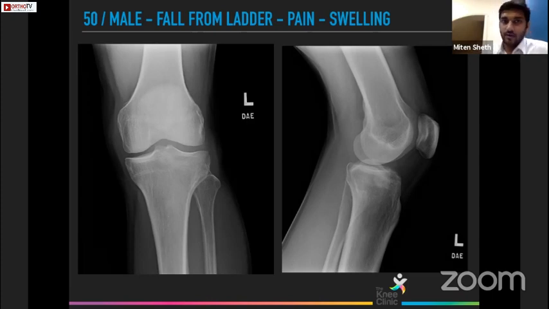So if there's a 50-year-old male living in a chawl, who falls from a ladder and comes to us with pain and swelling, and we do these x-rays, if you look at them for a bit, you may just dismiss this as a routine soft tissue injury and send the patient home. But the patient has a lot of hemarthrosis. You can see this on the lateral x-ray. And you're thinking, maybe we need to know more.